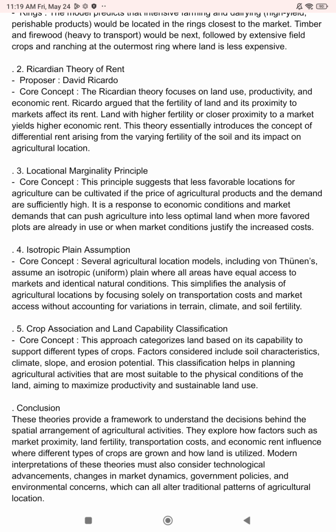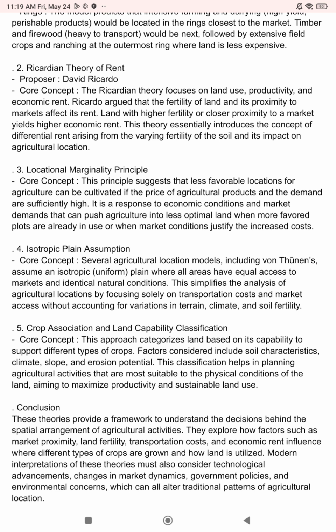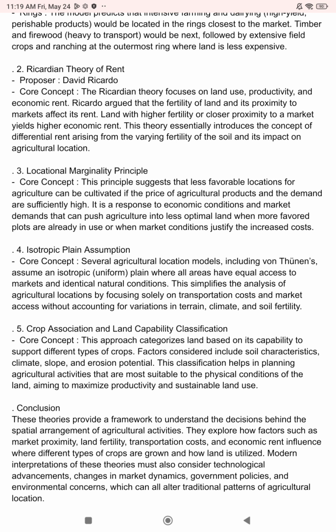So these are the 5 theories we discussed. In conclusion, we can see that these theories help us to understand how different economic, social, and spatial factors decide the land use in agriculture. But the modern interpretation requires consideration of technological advancement and changes in market dynamics to fully understand the land use pattern.